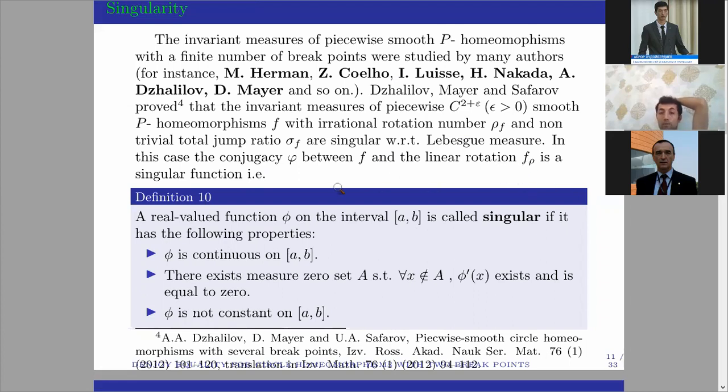Here Dzhalilov means Akhtam Dzhalilov, yes? Yes, yes, yes. Not you. So Professor, in English, in his surname, the DZ is a little bit different, Dzhalilov. Okay. So here, for more information, I gave the definition of the singular function.